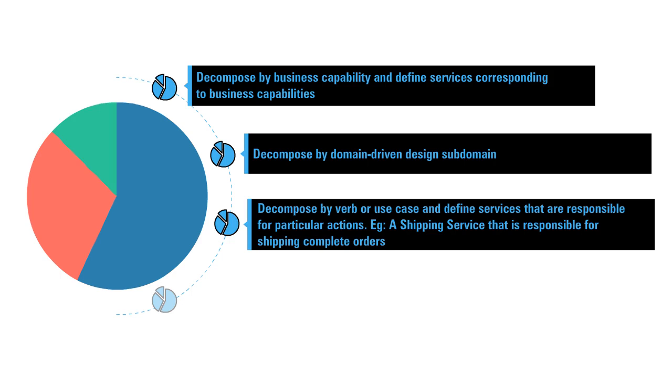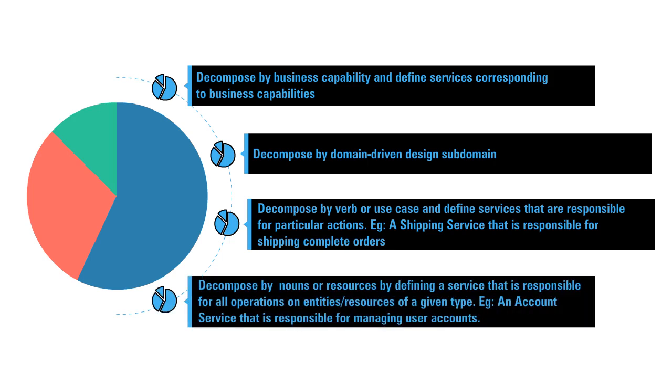Example, a shipping service that is responsible for shipping complete orders. And decompose by nouns or resources by defining a service that is responsible for all operations on entities or resources of a given type. Example, an account service that is responsible for managing user accounts.